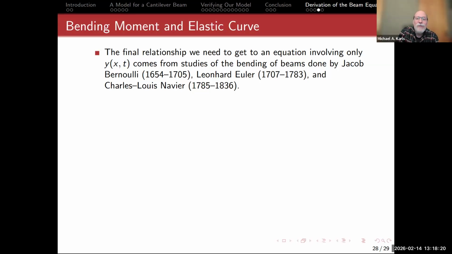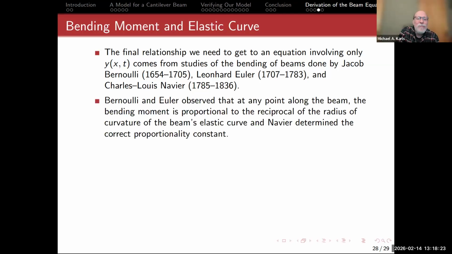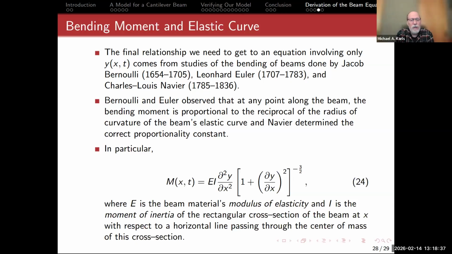It's back in the 1700s and 1800s. Bernoulli and Euler observed that at any point along the beam, the bending moment is proportional to the reciprocal of the radius of curvature of the beam's elastic curve, and Navier determined the correct proportionality constant. In particular, the bending moment is equal to E times I times the second derivative of y with respect to x, divided by 1 plus the first derivative of y with respect to x squared, that quantity to the 3/2 power. Here E is the beam material's modulus of elasticity, and I is the moment of inertia of the rectangular cross-section of the beam at x with respect to the horizontal line passing through the center of mass of this cross-section.